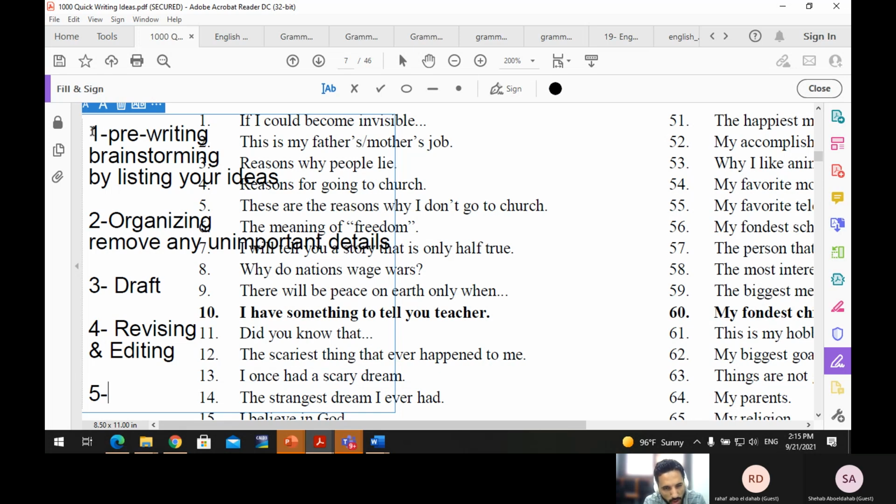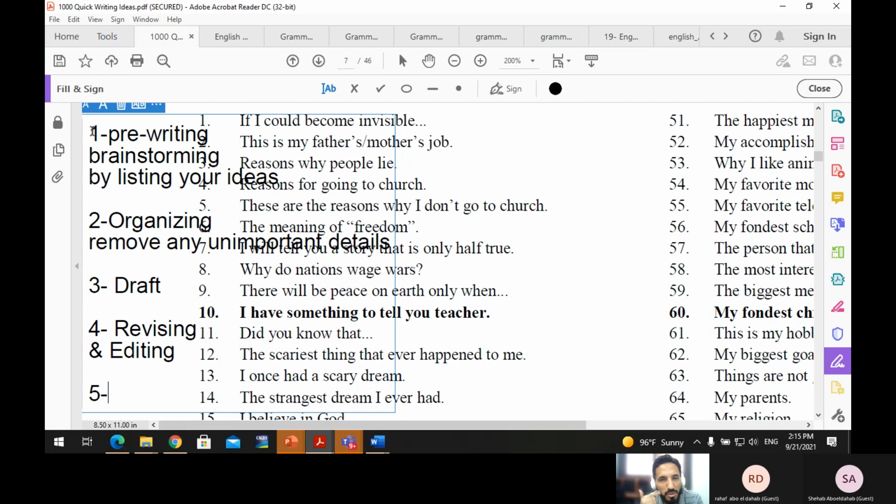In the fourth stage, revising and editing. Revising, what are you going to revise? You are revising the content. Have you written to the point or out of the topic? It's important to write about the topic, not out of the topic. So you're going to revise the content. Have you written out of the topic or about the topic? This is so important.